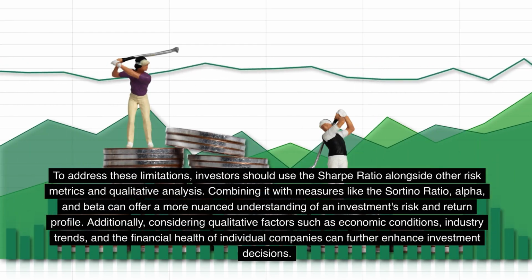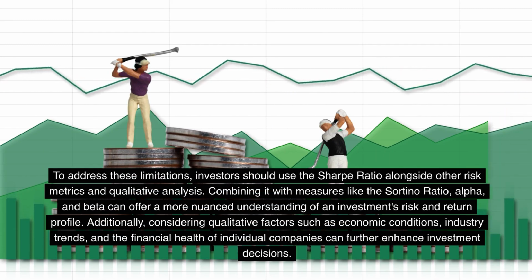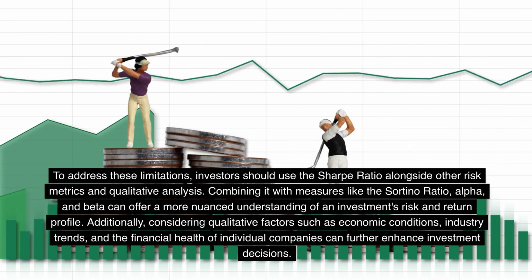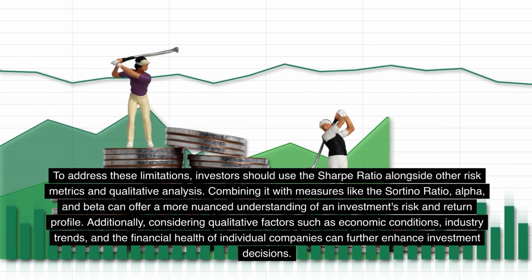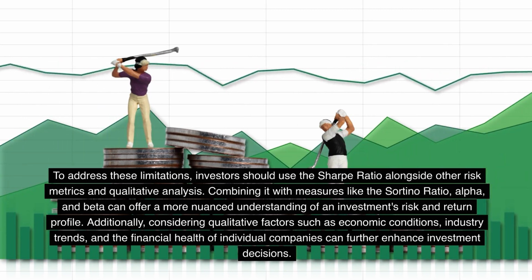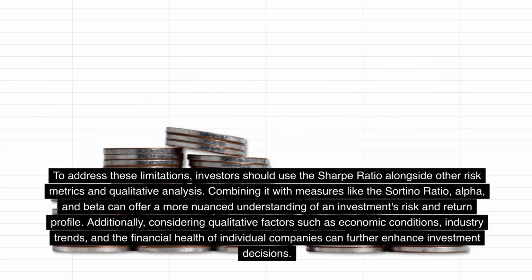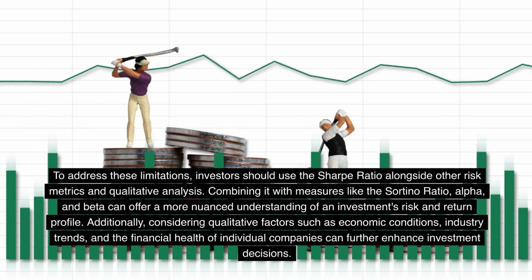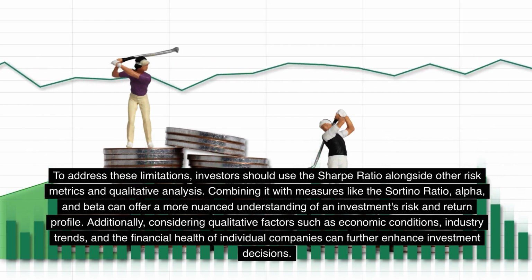To address these limitations, investors should use the Sharpe ratio alongside other risk metrics and qualitative analysis. Combining it with measures like the Sortino ratio, alpha, and beta can offer a more nuanced understanding of an investment's risk and return profile. Additionally, considering qualitative factors such as economic conditions, industry trends, and the financial health of individual companies can further enhance investment decisions.